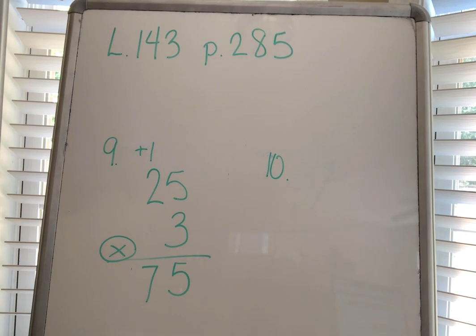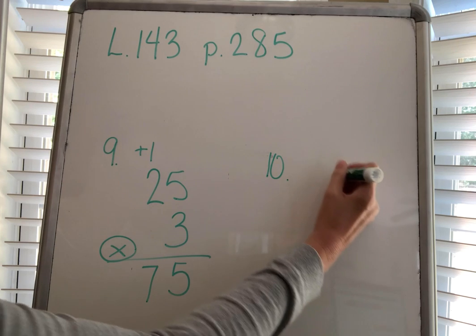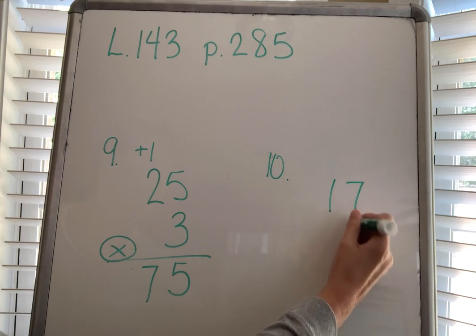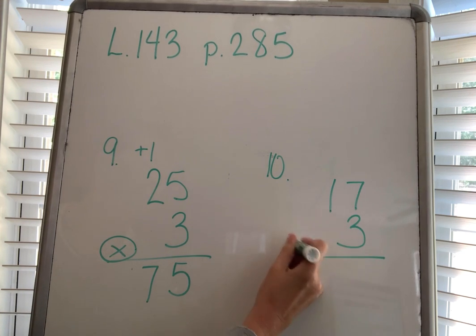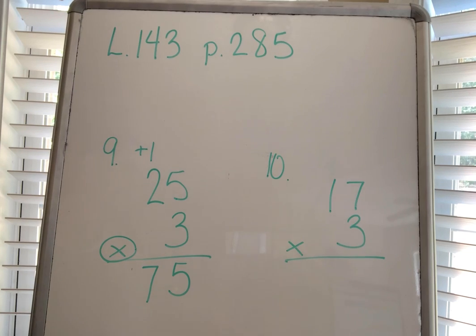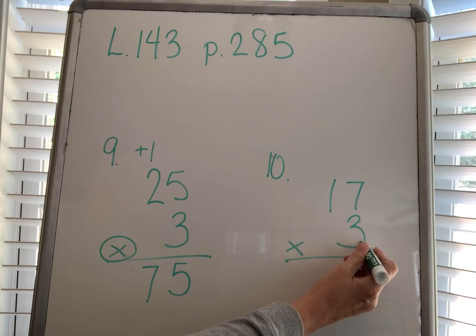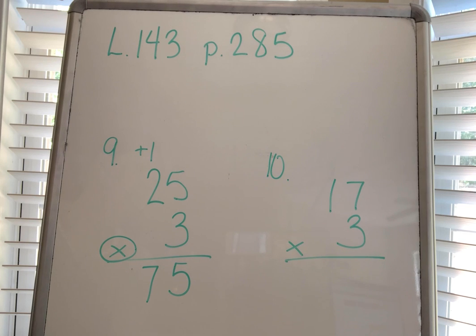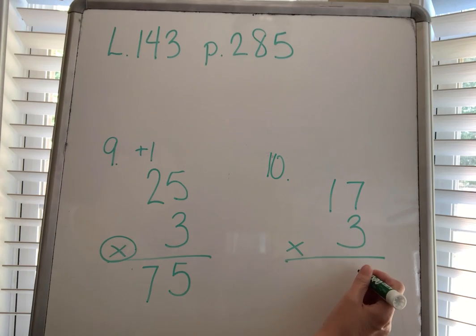Number 10. 17 times 3. Okay, we're going to start in the ones place. 3 times 7. Call out the answer. I can't hear you. 3 times 7 is 21.